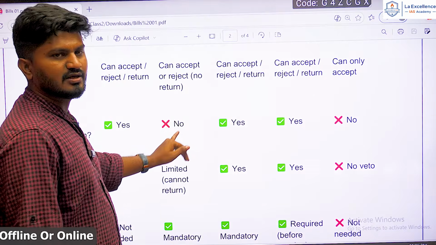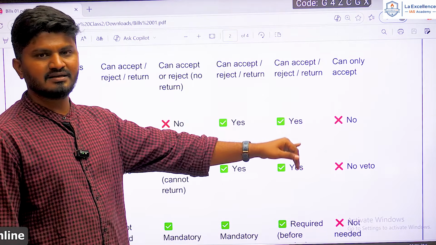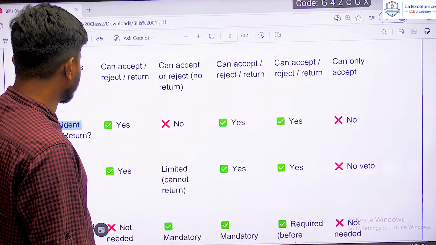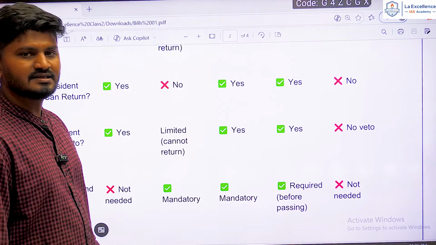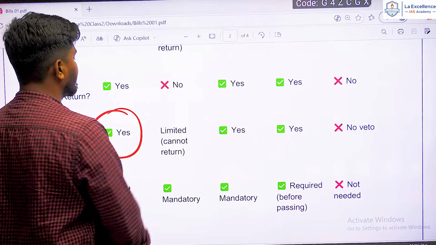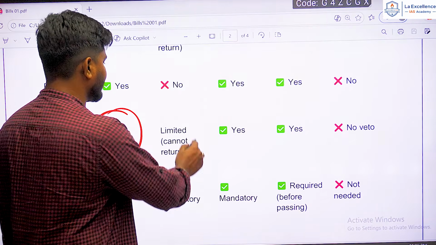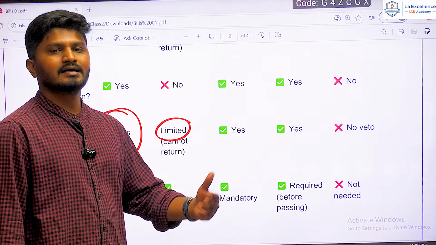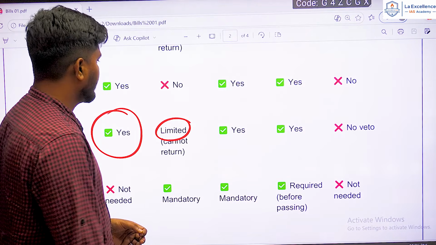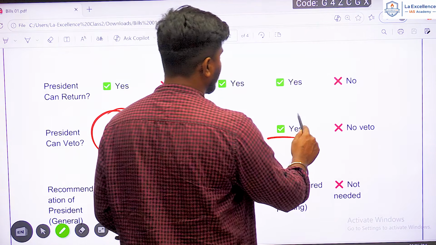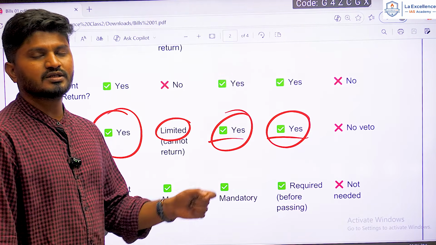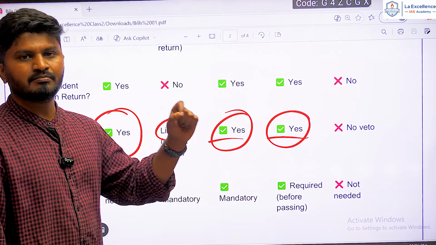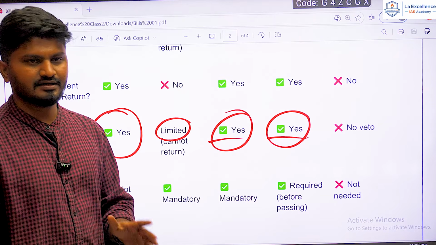With respect to money bill, he cannot return it. With respect to amendment bill, he cannot return it. Next, presidential veto power. With respect to ordinary bills, he has the complete veto power. When it comes to money bills, he has limited veto power, in the sense he can accept or reject but cannot return. And financial bill, he has absolute veto with respect to financial bill 1 and 2, and there is no veto with respect to constitutional amendment bill, meaning he has to accept it.